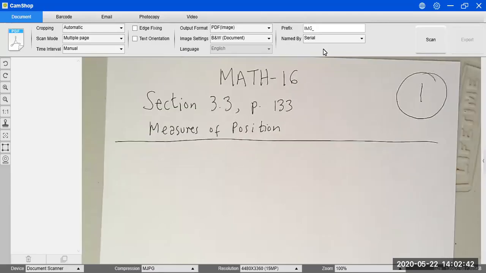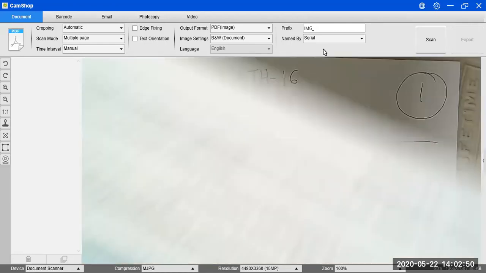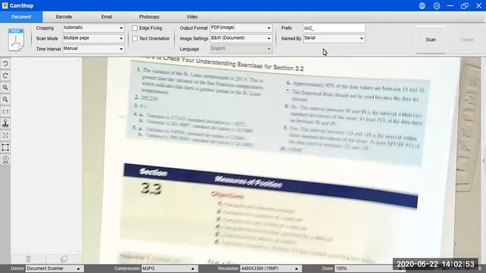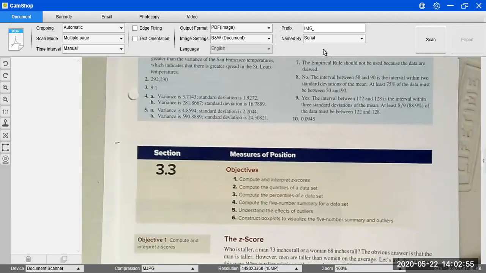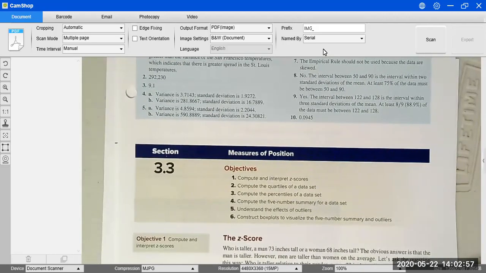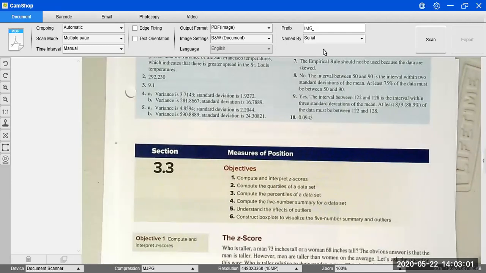In this lecture, we're going to cover section 3.3, which is on page 133, and it's about measures of position. So if you look at your book on that page, you're going to see that the first measure of position that they are showing is the z-score.